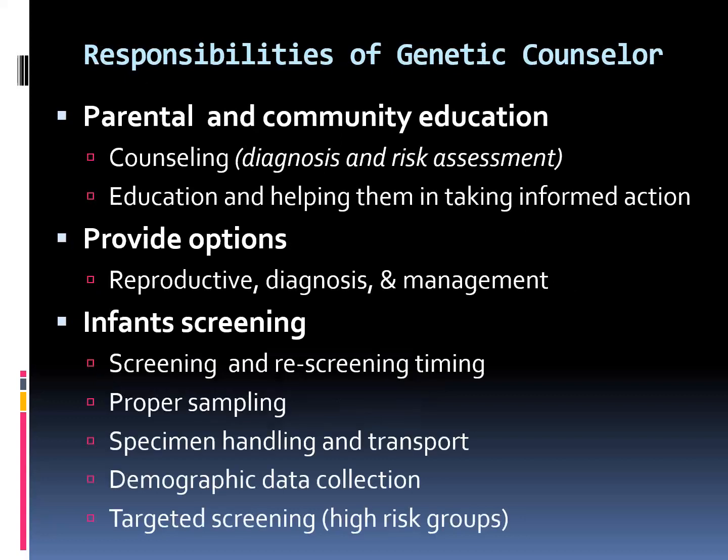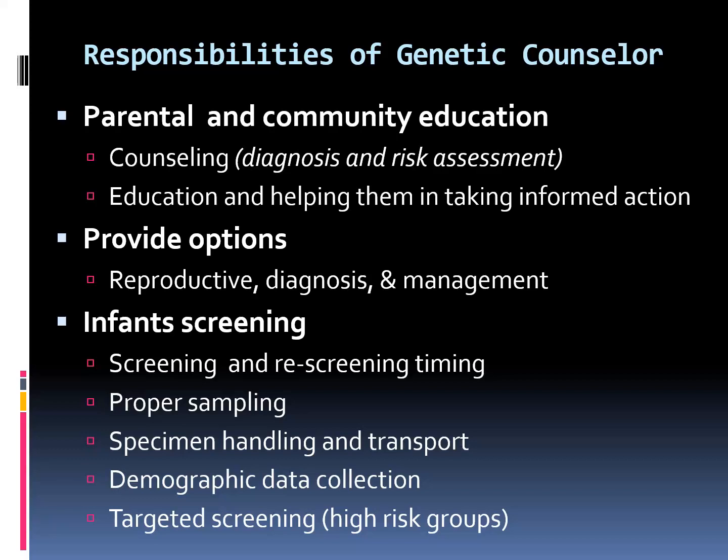So the responsibility of the genetic counselor, first, is to consult or to show the possibility of having prenatal and community education. So parental and community education, like good counseling for diagnosis and risk assessment, education, and helping them in taking informed action. Then provide options, and these options are reproductive, the possibility of having a diagnosis, either antenatal, natal, or postnatal, and what management is available for this genetic disease.